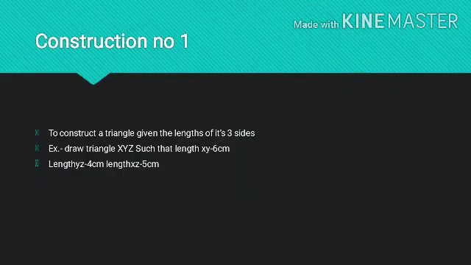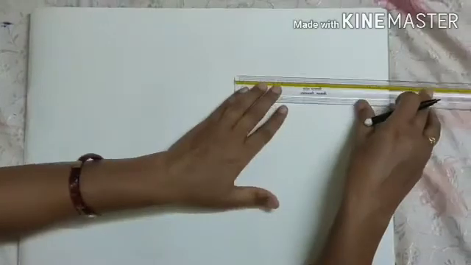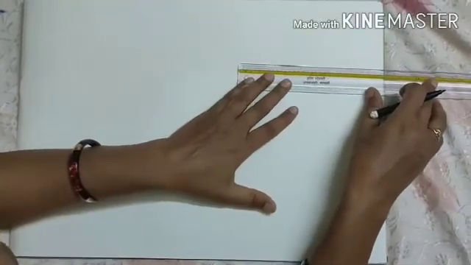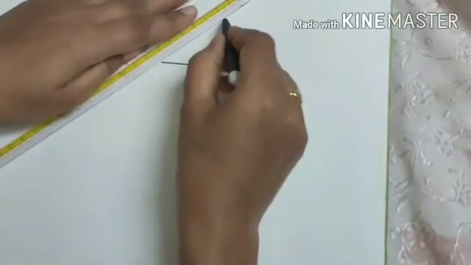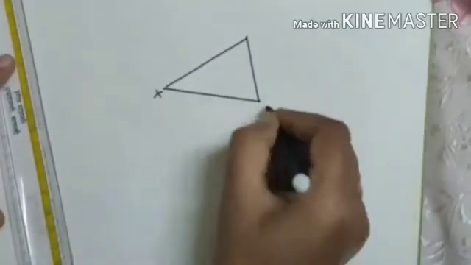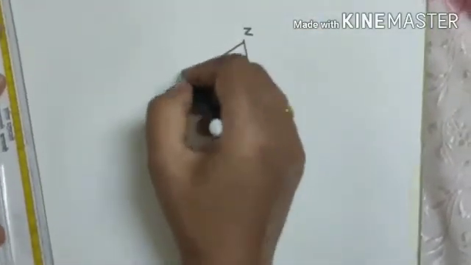Construction number 1. To construct a triangle given the lengths of its 3 sides. Example, draw triangle XYZ such that length XY 6 cm, length YZ 4 cm, length XZ 5 cm. Draw a rough figure quickly and show the given information in it as accurately as possible. For example, side XY is longest. So, in the rough figure, XY should be the longest side.